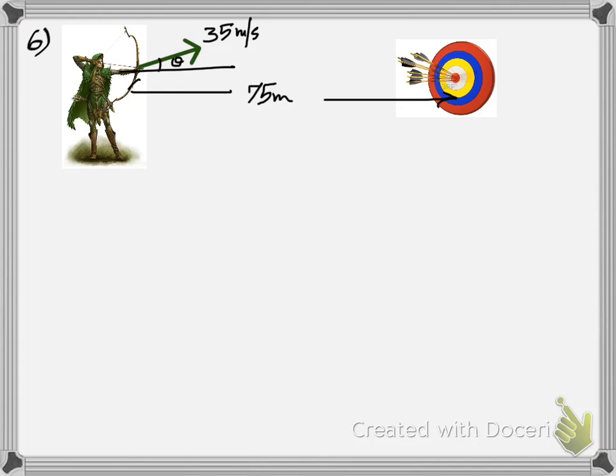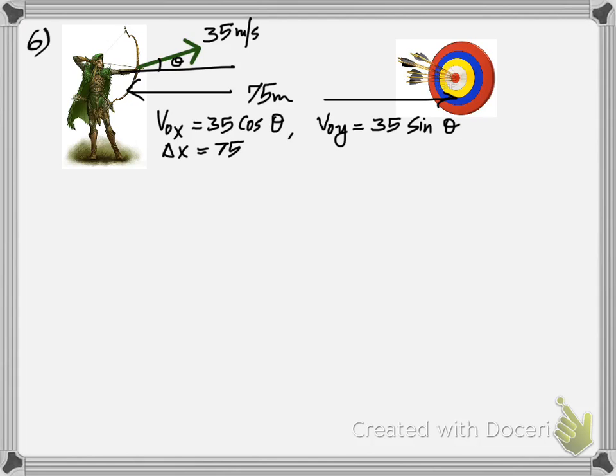The distance is 75 meters, so once again you resolve it into the horizontal component 35 cos theta and the vertical 35 sin theta. Now the horizontal displacement is 75 meters and the vertical displacement is 0. Along the vertical, acceleration is negative 9.8 meters per second squared. Time taken we do not know.